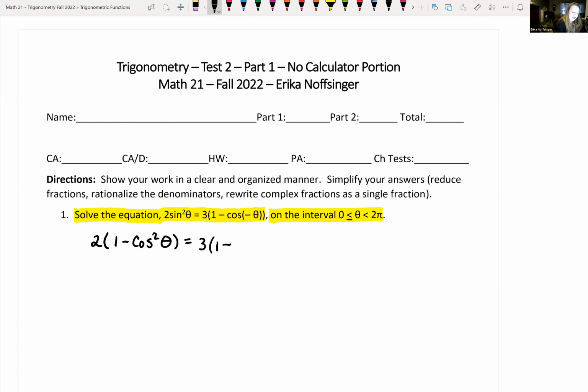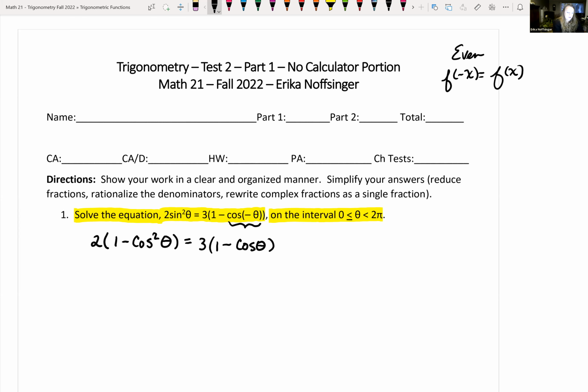Right here, I have cosine of negative theta. Recall that cosine is an even function, and a function is even if f of negative x is equal to f of x. That is the case for cosine, so we can rewrite cosine of negative theta as cosine theta.